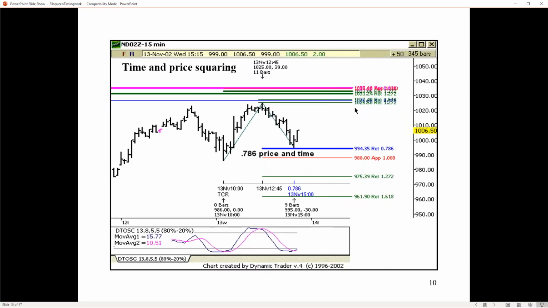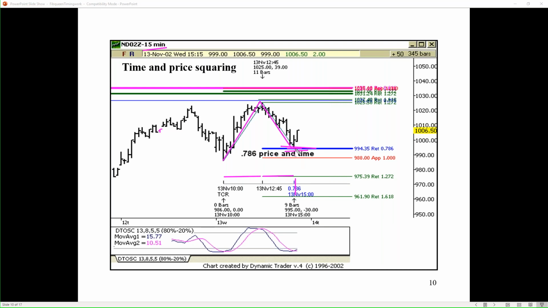There's also a concept of time and price squaring. I don't see it all the time, but for example, this was a 15-minute chart in NASDAQ. This is where we measured a low to a high, and you had the retracement. The retracement at 786 came in at this 994 area. At the same time, we tested the 786 retracement in price. We had 786 of the same swing in time. So low to high, 786 in time, 786 in price. That's what I call squaring up time and price.